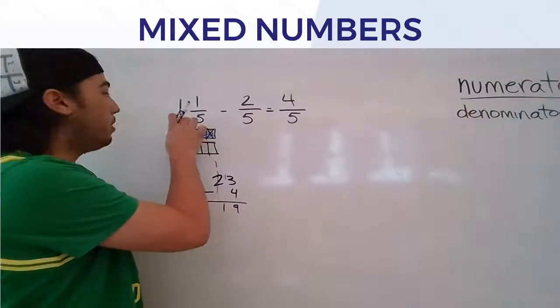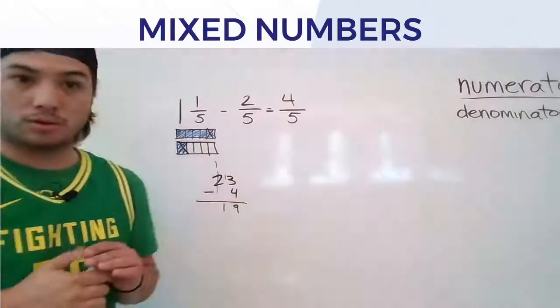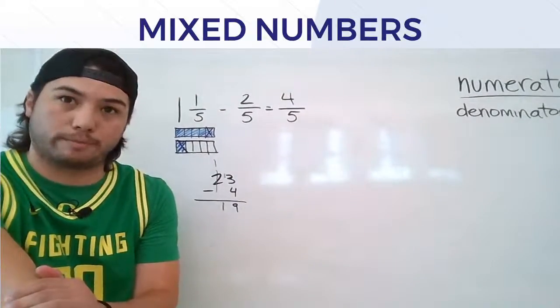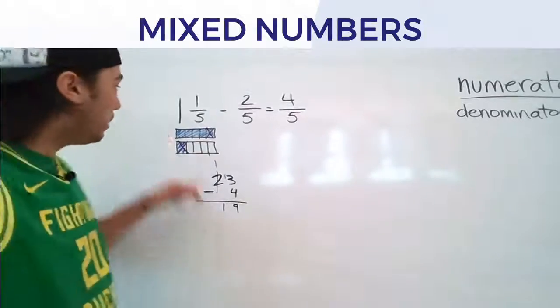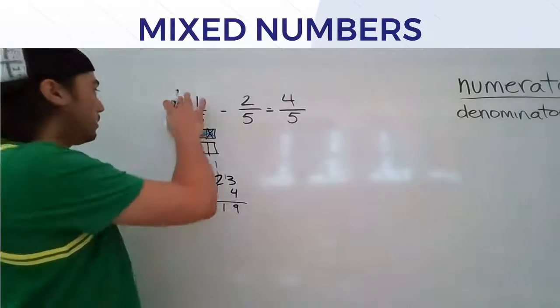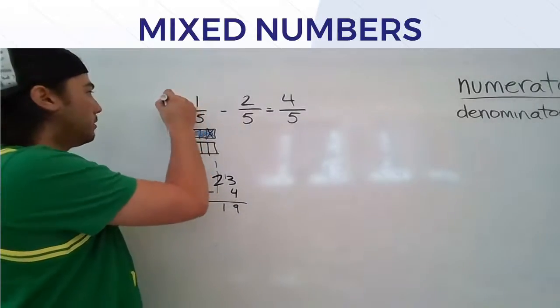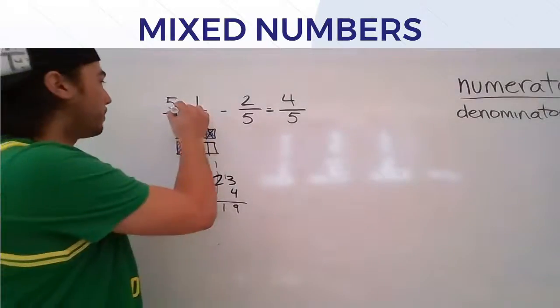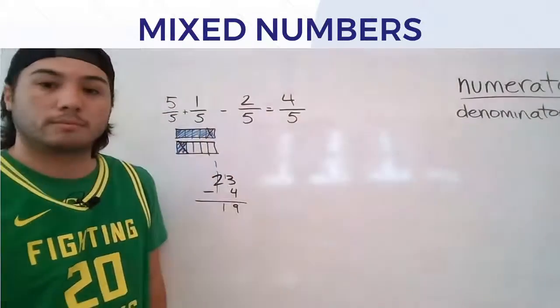We can decompose a whole number into our old friend, the fractional equivalent of 1. Okay? So if it's 1 and 1/5, I can take that 1 and I can turn it into 5 fifths without changing the value. Make sense?